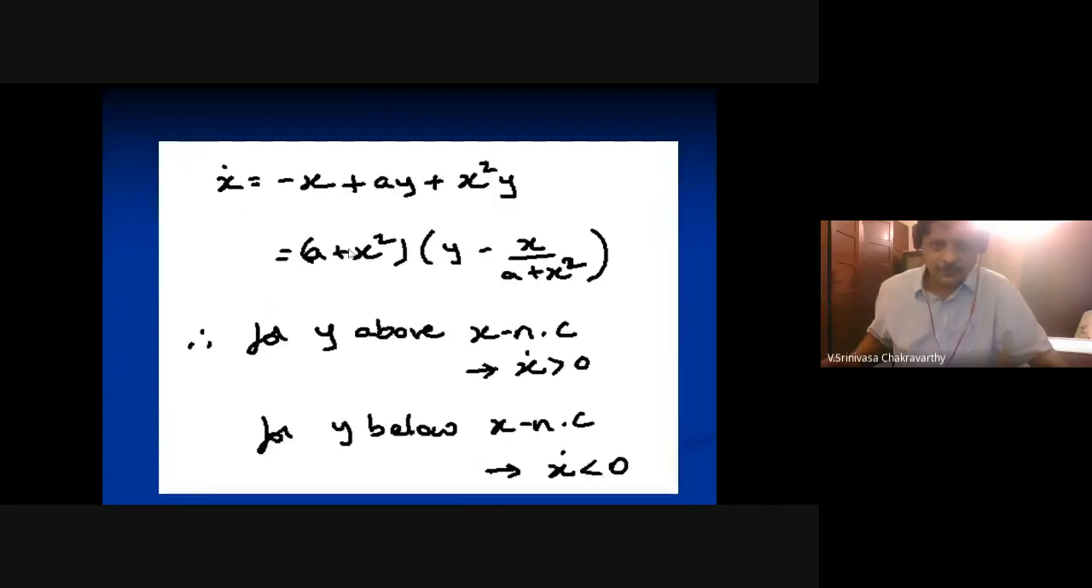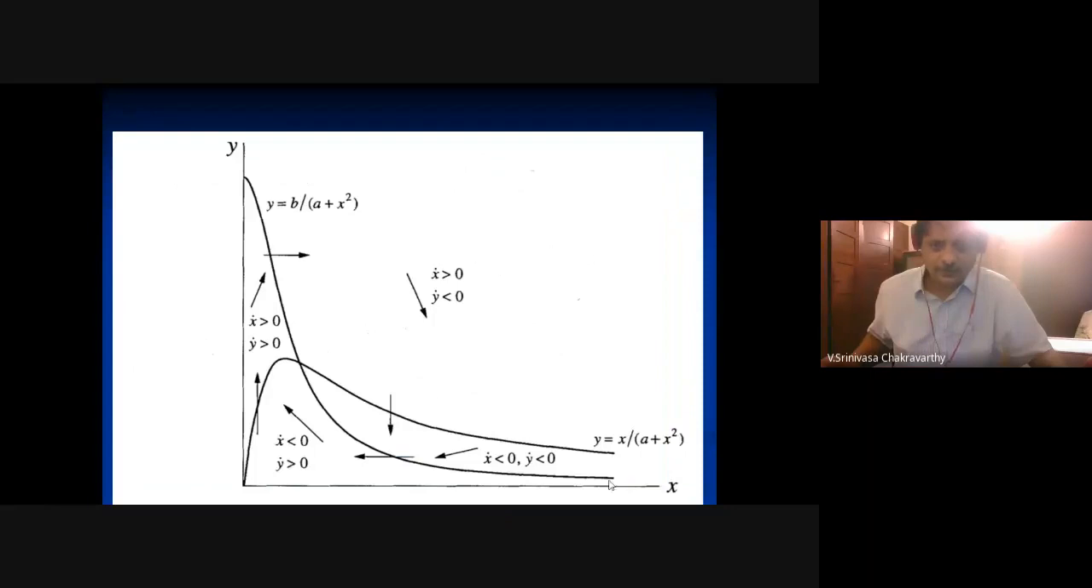If you take the x dot equation, right, it is like this. So y minus x by a plus x square equals 0. This is the x nullcline. So if you look at this expression, if you increase y further, this quantity is going to become positive because the y term is positive here. Therefore, above the x nullcline, x dot is positive, and conversely, below the x nullcline, x dot is negative.